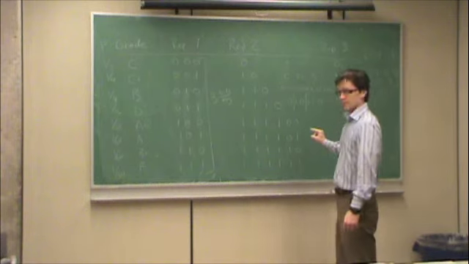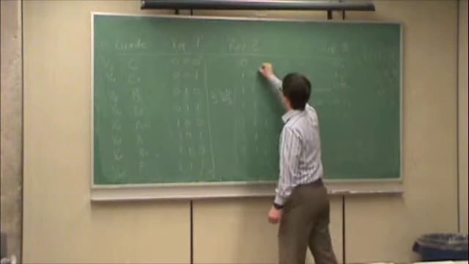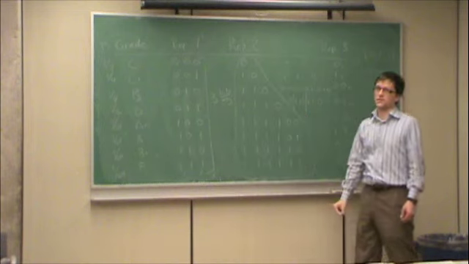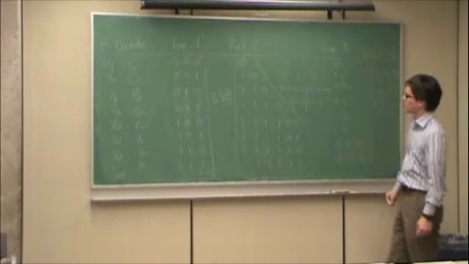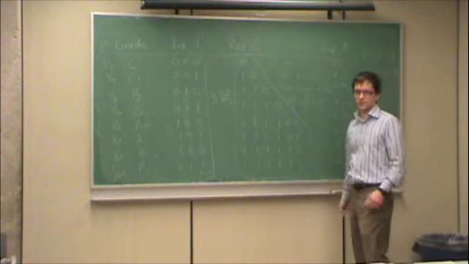It will turn out, and we will show, that this representation 2 is the most compact possible. There does not exist any more compact representation that's uniquely decodable other than representation 2.